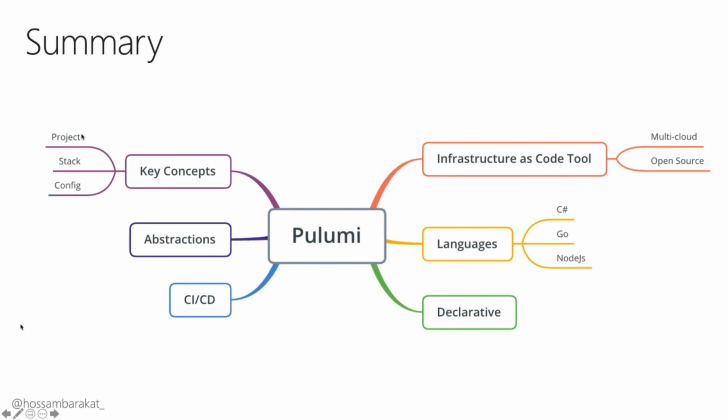Pulumi project, which is the directory that includes the Pulumi.yaml file, stack, which represents your environment, and the configuration, which is the configuration of a particular stack. With Pulumi, we can apply abstractions to encapsulate resources using classes or custom resources or methods, depending on what makes sense for our case. And it can be easily integrated with our CI or CD pipelines.